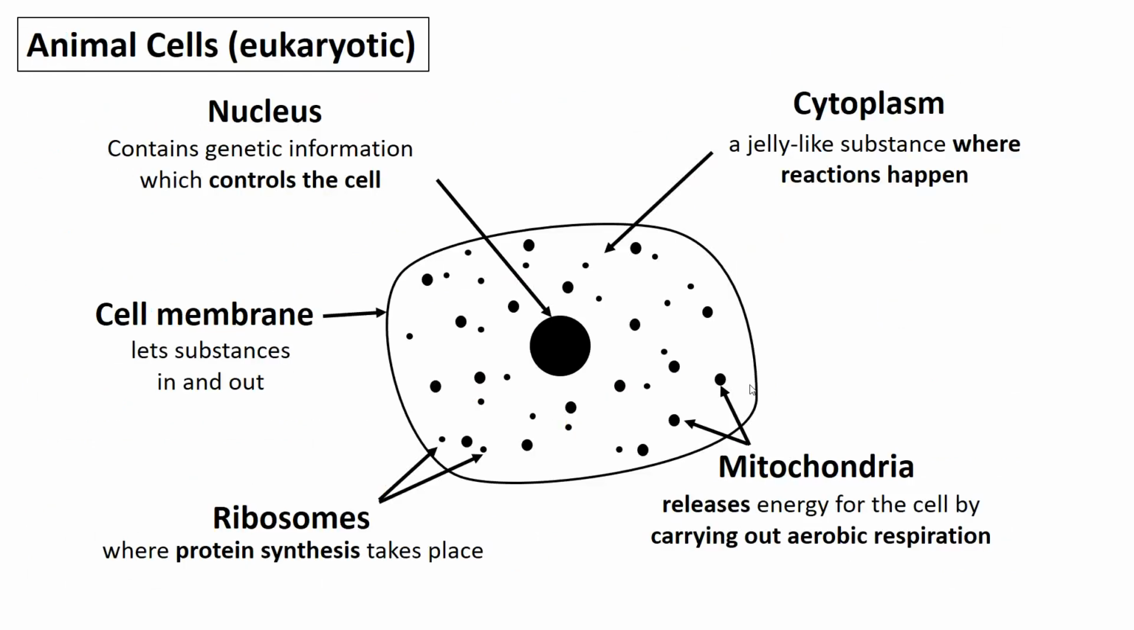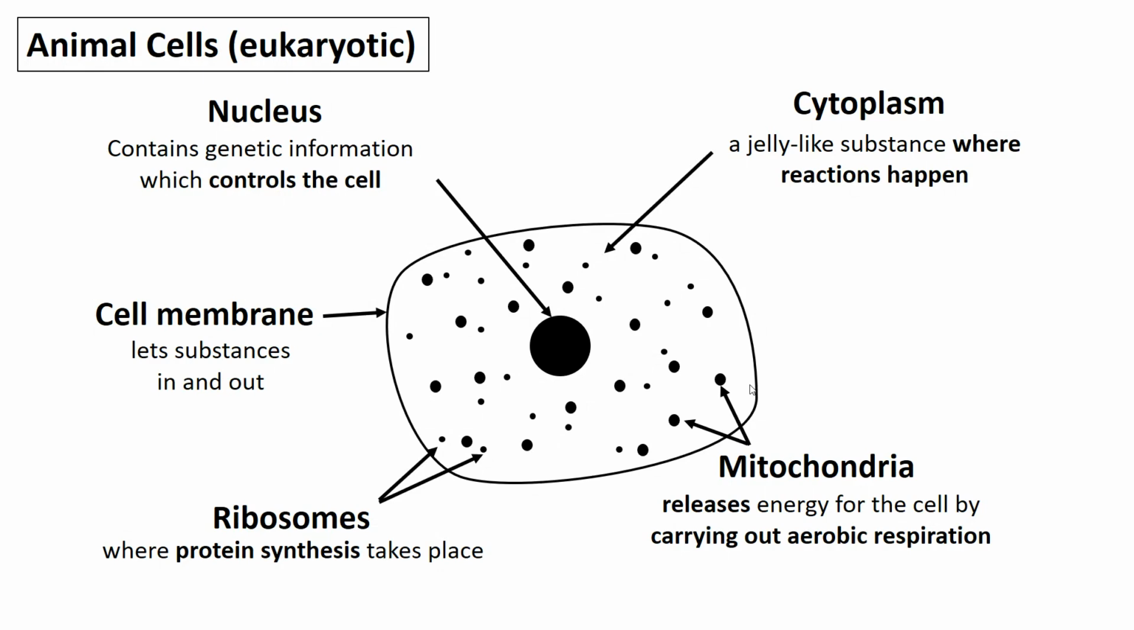So let's look at the basic structure of an animal cell, which is a eukaryotic cell. You need to know these key parts. You need to be able to label them and also what they do. The words in bold are really important on this slide. If you look at the nucleus, the words in bold say controls the cell. So if you try to think of the word nucleus and associate it with the word control, then hopefully you might be able to remember what it does in your exam.